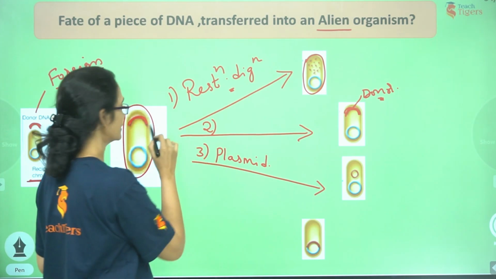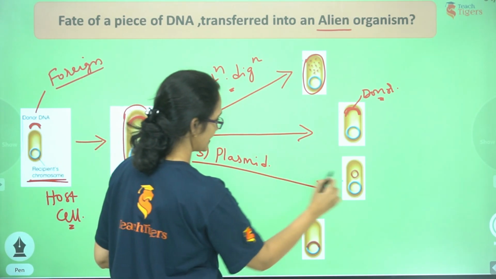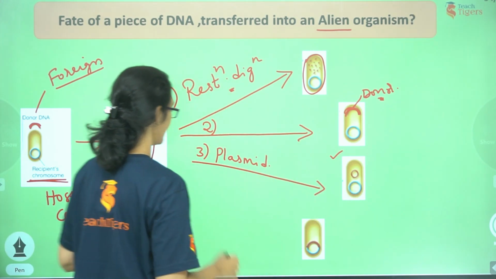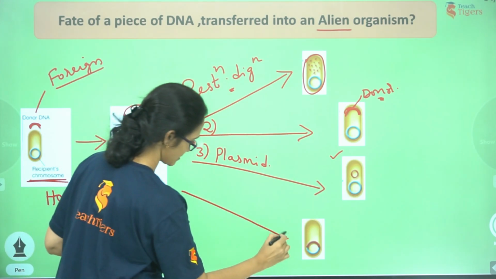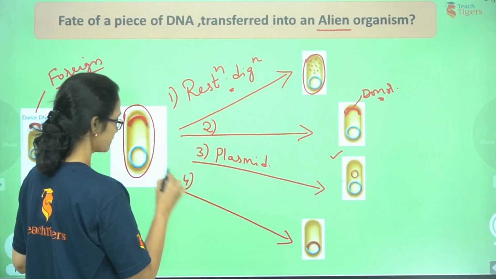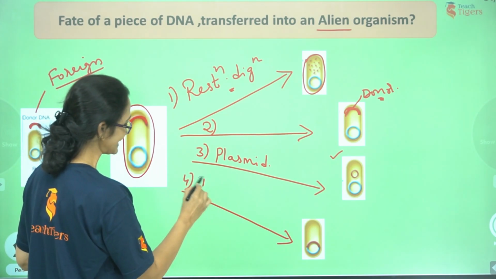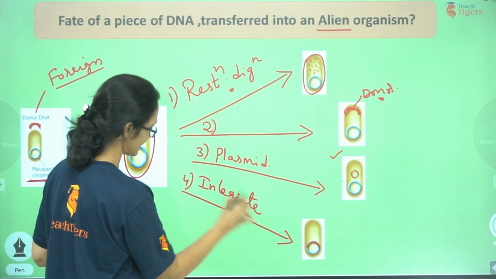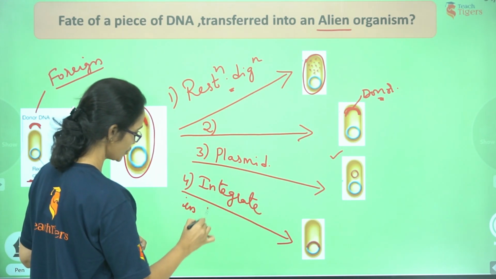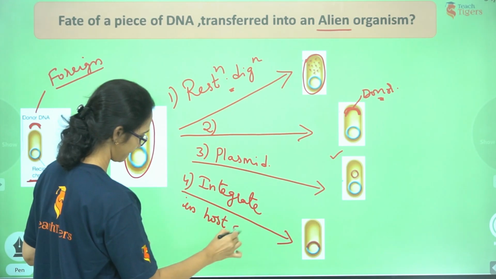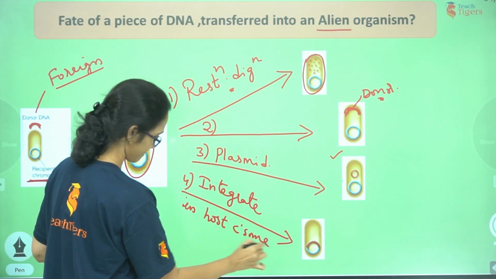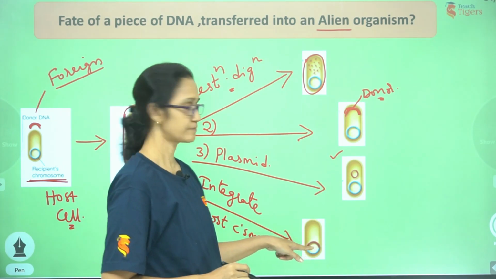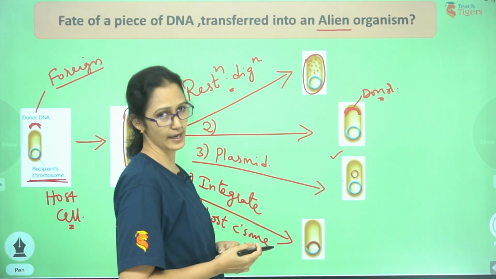And if the donor DNA happens to be a plasmid, it can also stay in the host cell stably. And the fourth case, if the piece of donor DNA is able to integrate in the host genome, in the host chromosome, even in this case, it can be stably present in the host organism.